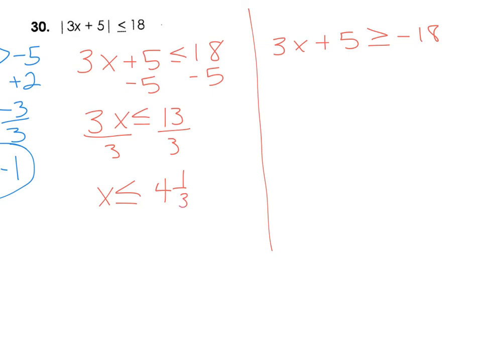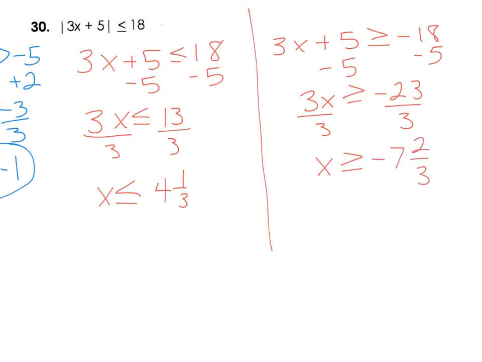Now to the one on the right, I would minus 5, that gives me 3x greater than or equal to negative 23. Divide by 3 on both sides, I would get x greater than or equal to negative 7 2/3. So these would be my two answers.